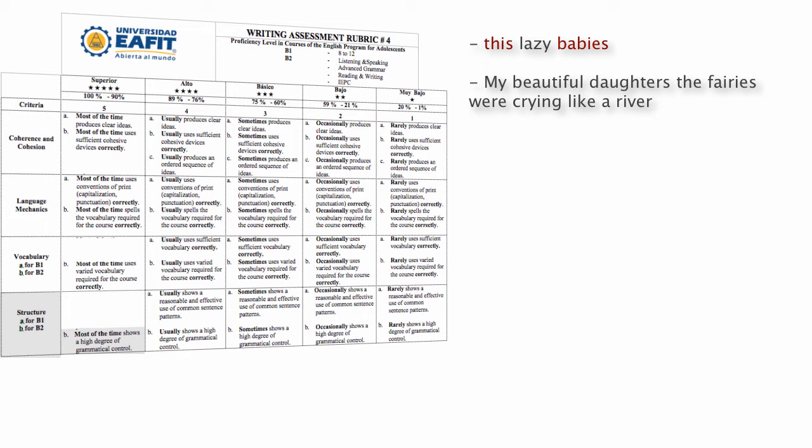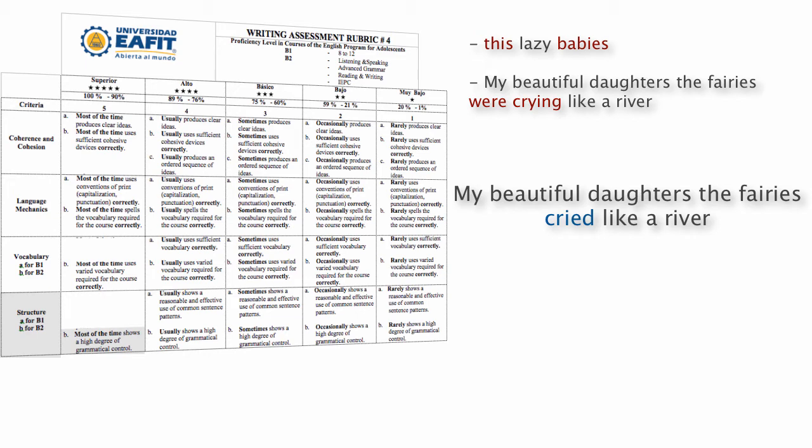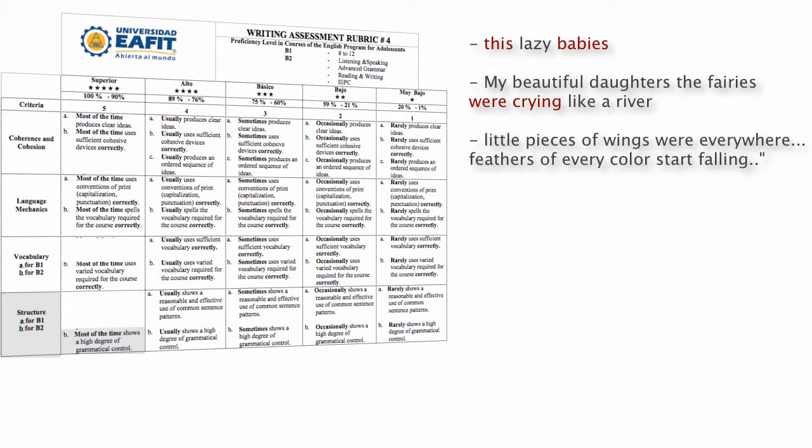So the past continuous cannot be used since it refers to an action that was in progress at a certain time in the past, which is not specified by the student when he says, "My beautiful daughters, the fairies, were crying like a river." Then, the student should have used the simple past to say, "My beautiful daughters, the fairies, cried like a river." "Little pieces of wings were everywhere. Feathers of every colour start falling." The story in the text is set at past time, and so it is narrated. Then the student must have said, "Feathers of every color started falling," and not "Feathers of every color start falling."